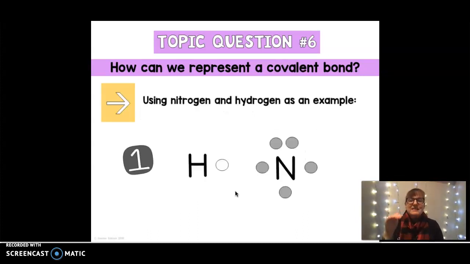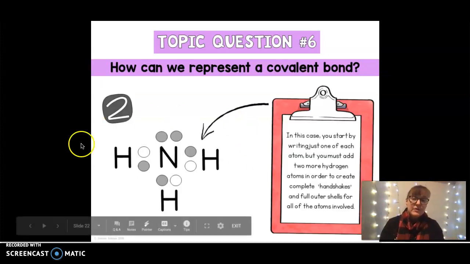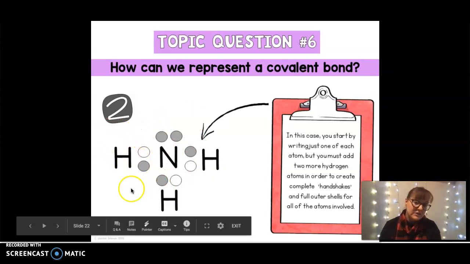All right, so if we did the same thing, could you have hydrogen and nitrogen create a covalent bond? Absolutely. But the problem is hydrogen only has one bond to share and nitrogen wants to have three. So how do we solve this problem? We're going to add more hydrogens. So you're going to have three hydrogens all sharing their one electron to make nitrogen have 8 and each hydrogen have 2.